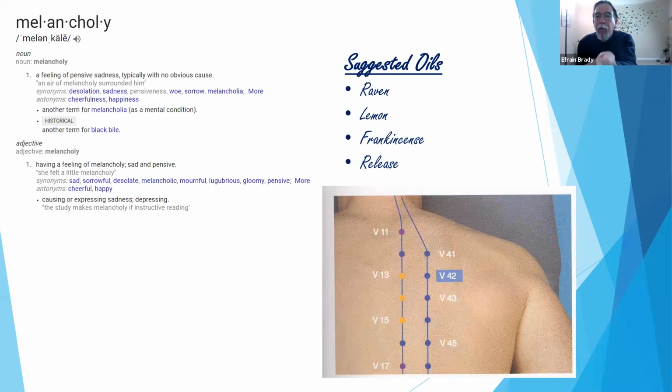So in this one now, Andrea will tell you the oils that are excellent for that. So it makes total sense that we have Raven listed first, because that's associated with the acupoint right next to it that's associated with the lungs. Lemon, frankincense, and release are 3 other ones that would be fantastic to use as well. Very uplifting and calming as well.